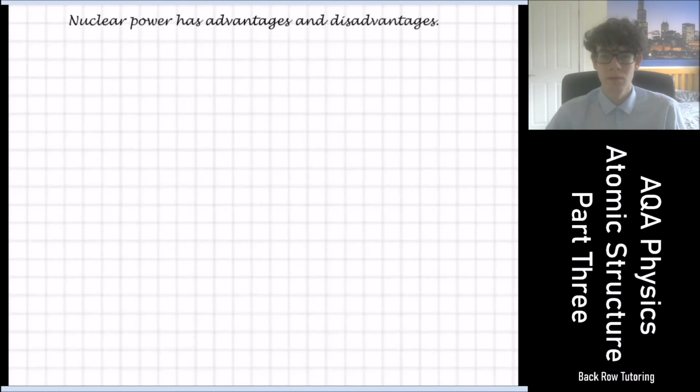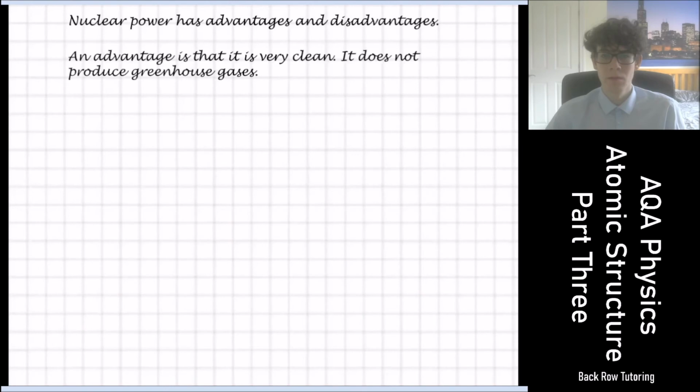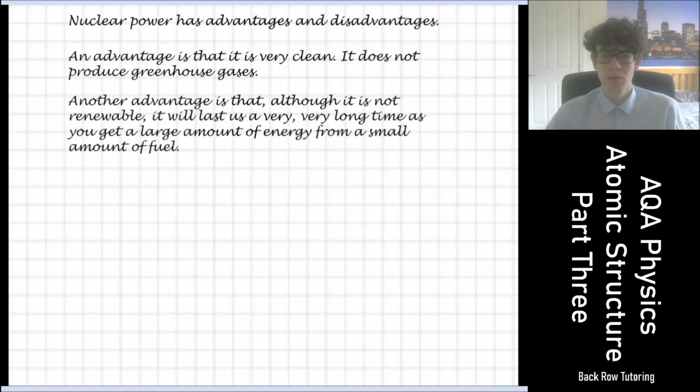Nuclear power has advantages and disadvantages. An advantage is that it is very clean. It does not produce greenhouse gases. Another advantage is that, although it is not renewable, it will last us a very, very long time, as you get a large amount of energy from a small amount of fuel.